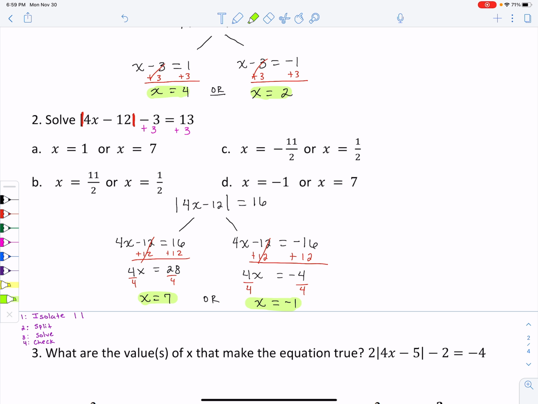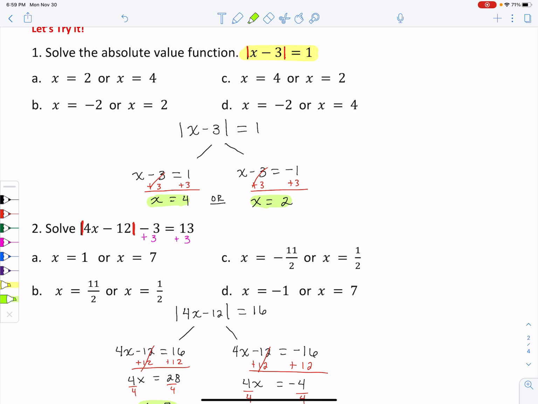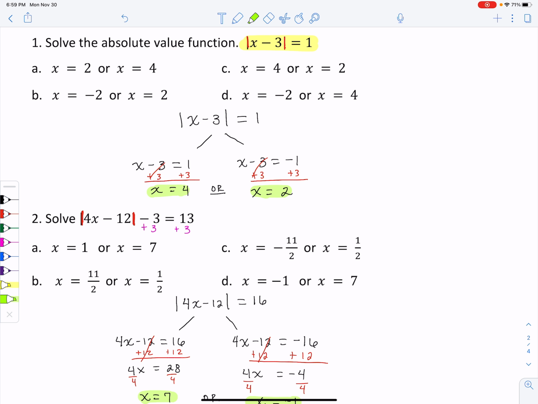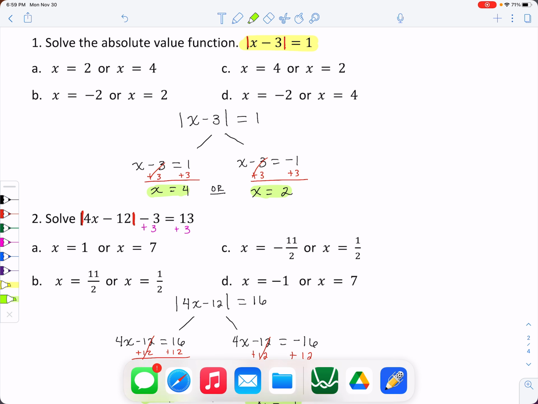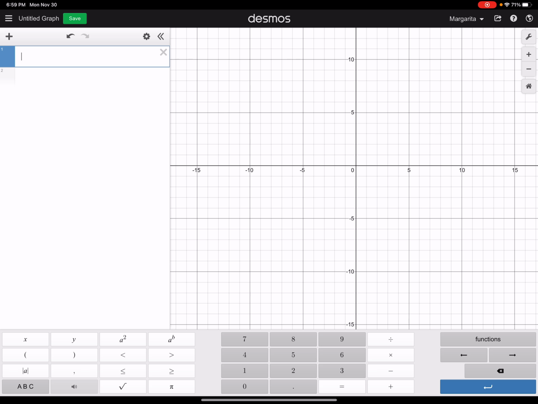Okay, now let me show you how you can easily check this. Your first option is to just plug it in the way I kind of showed you over here, where you plug in the number and see if it makes the equation true. That's the mathematically sound way of doing it, but there is a shortcut. You can actually use Desmos, and you can just type the equation exactly the way it appears in the problem. So let me check number 1.